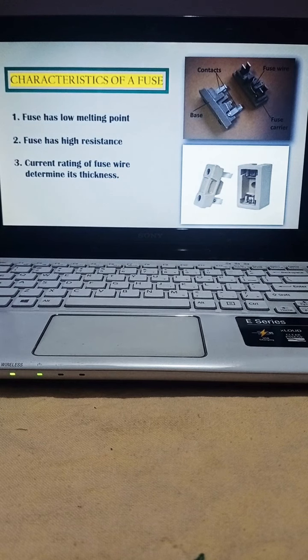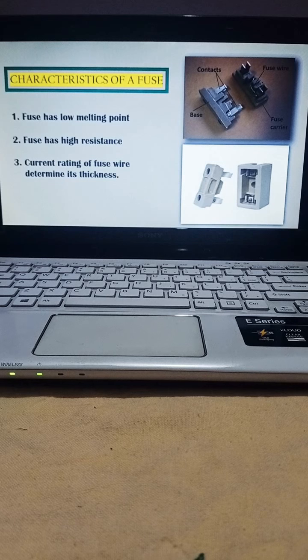So what are the characteristics of a fuse? First, a fuse has a low melting point. Because of that, if any damage or overloading happens in our circuit, the fuse wire is going to melt. The second characteristic is that the fuse has high resistance. Because of high resistance, the fuse metal becomes a little hotter than a copper wire would, and thus it melts easily.